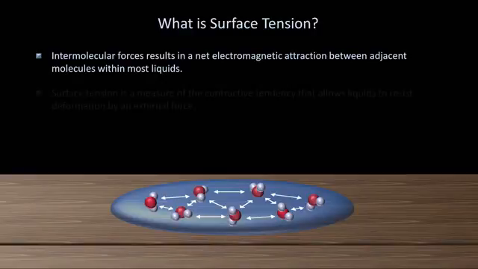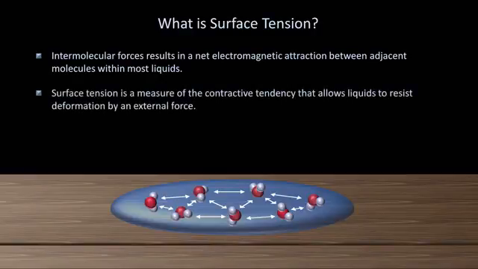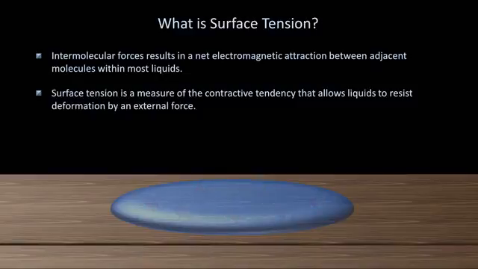Surface tension is a measure of the contractive tendency that allows liquids to resist deformation by external force. For example, if we take this puddle and we very carefully place a paperclip on top of it, the paperclip imparts a force created by its weight on the surface of the water. This force pushes down on the surface, and this deformation of the water surface pushes apart the water molecules underneath the paperclip ever so slightly.